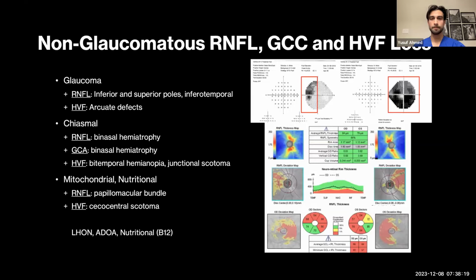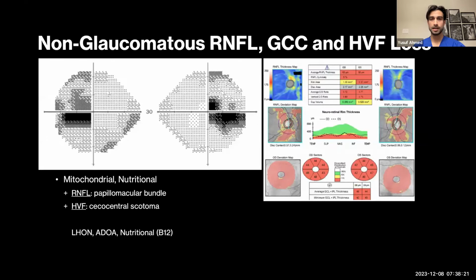So lesions that respect the midline on visual field should put up a red flag when you're looking at these. And then just another example Dr. Sharma was able to give, on mitochondrial and nutritional deficiencies and non-glaucomatous causes, the RNFL will commonly be affected in the papillomacular bundle, and this would be reflected most often as a cecocentral scotoma, which you can see on the visual field.